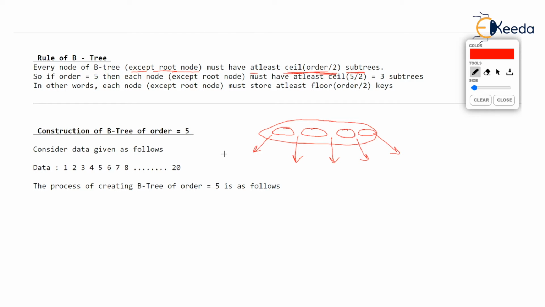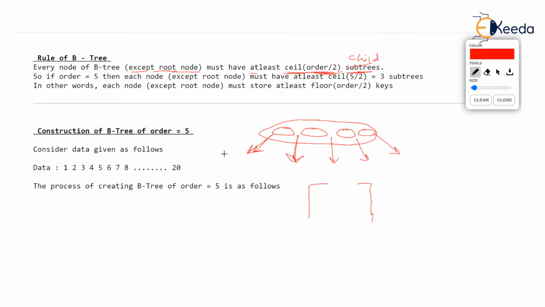Now what it says is that all nodes of B tree except the root must have at least ceiling of order by 2 subtrees. By subtrees we mean children, child nodes, or the pointers which point to a child. We could have written child also over here; you can alternately use it, but subtrees is a better word. So every node except the root must have at least ceiling of order by 2. Now ceiling is generally shown with this symbol.